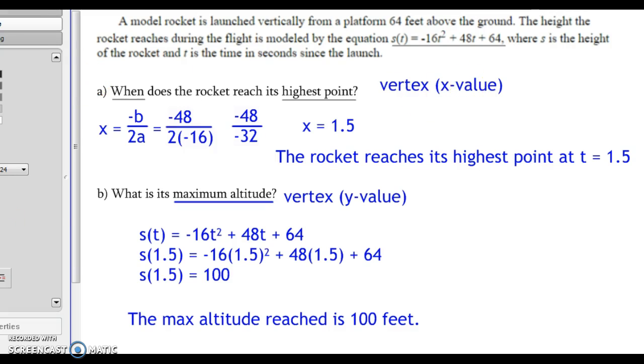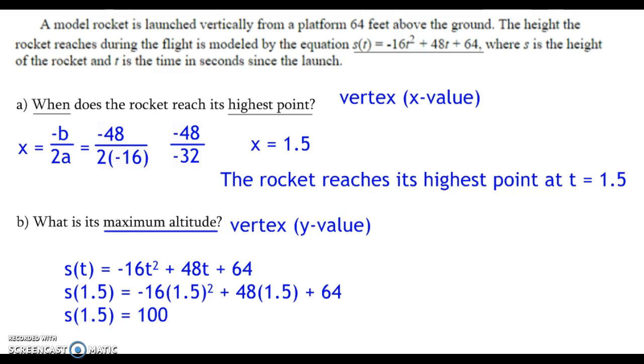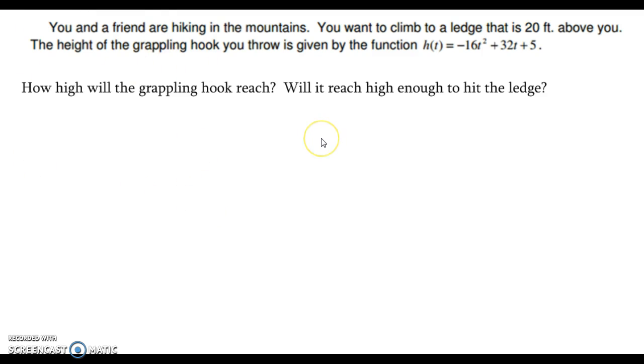Let's take a look at the second problem here. You and a friend are hiking in the mountains. You want to climb to a ledge that's 20 feet above you. The height of the grappling hook you throw is given by this function. How high will the grappling hook reach? Will it reach high enough to hit the ledge?